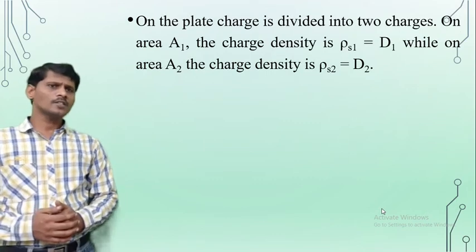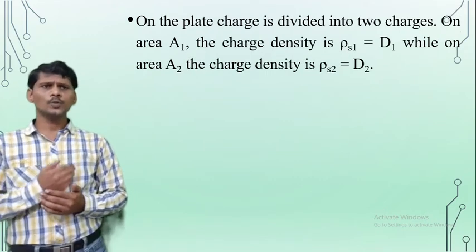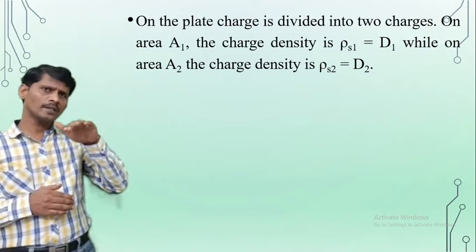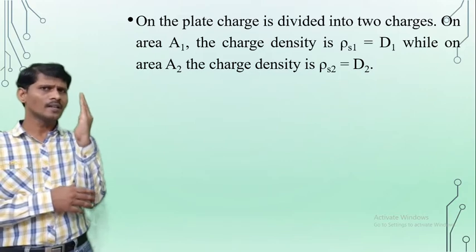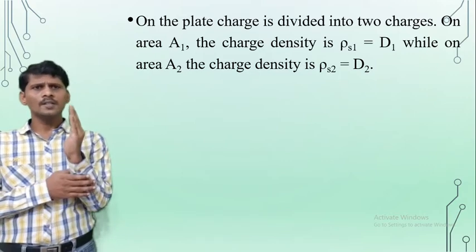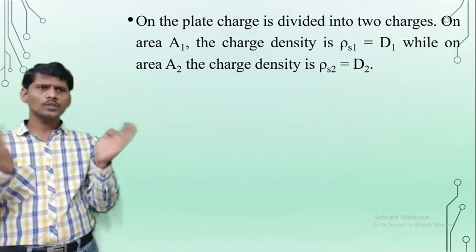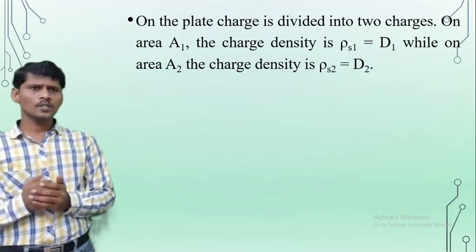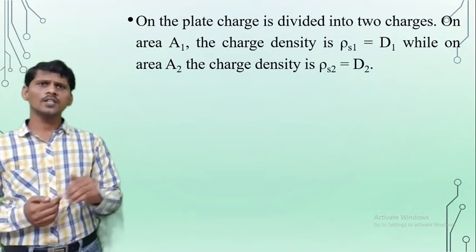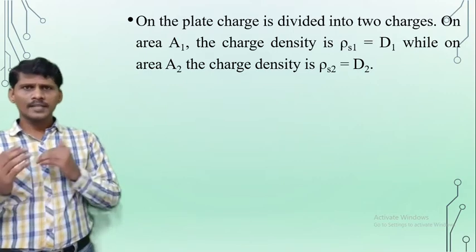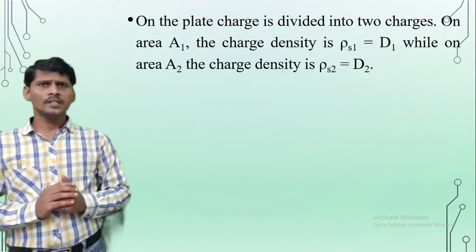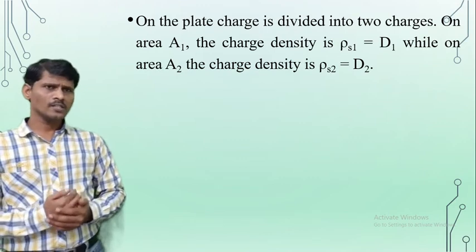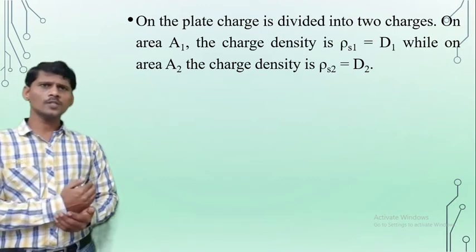On the plate, the charge is divided into two charges. The plate 1 is divided, because the dielectric interface is considered normal to the plates. So that is area 1 with charge density rho s1, and area 2 with charge density rho s2. For the dielectric to dielectric interface, the electric flux density is equal to the surface charge density. So D1 is equal to rho s1 and D2 is equal to rho s2.